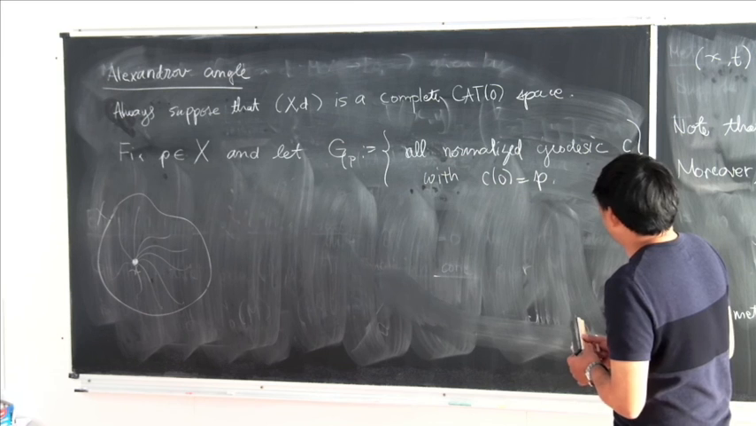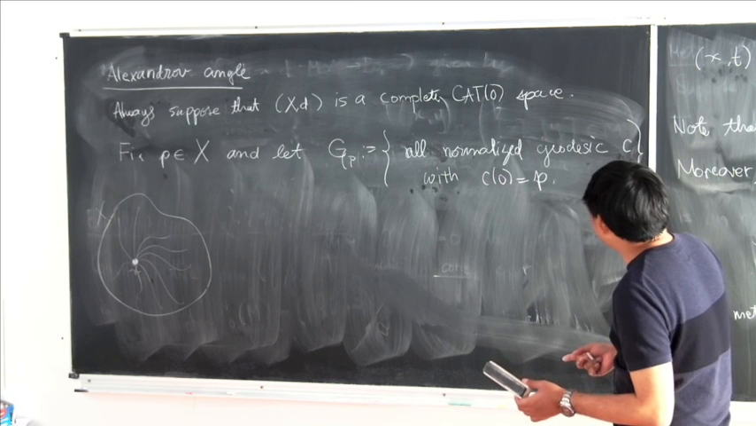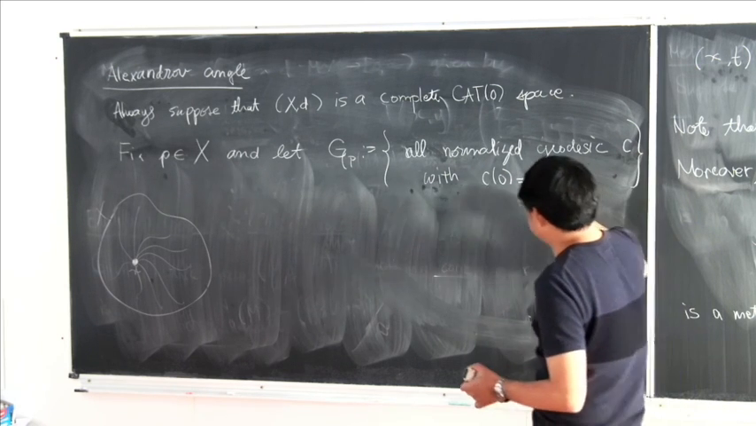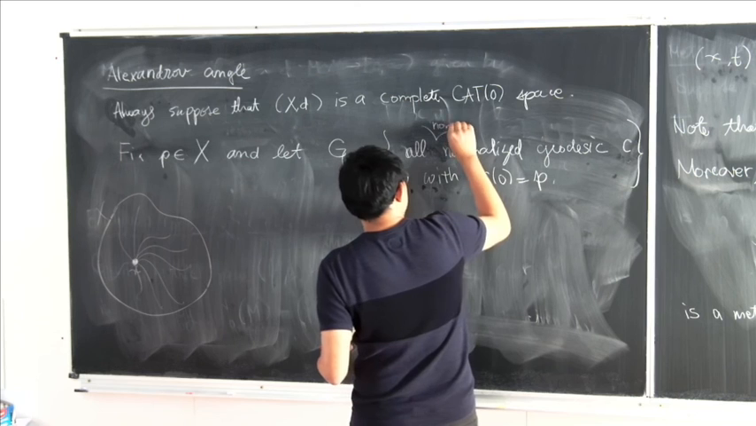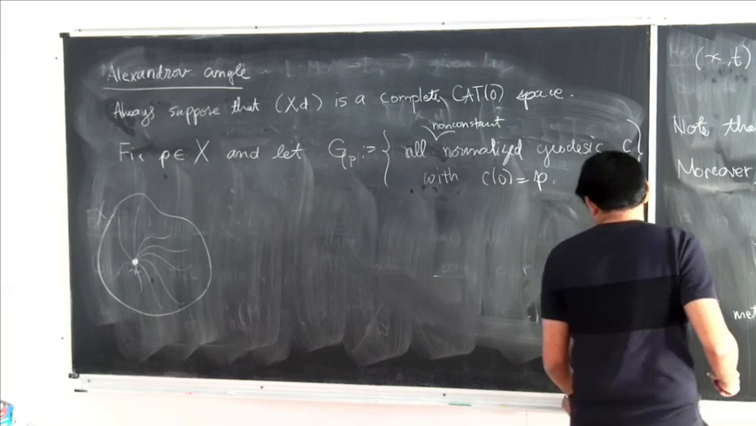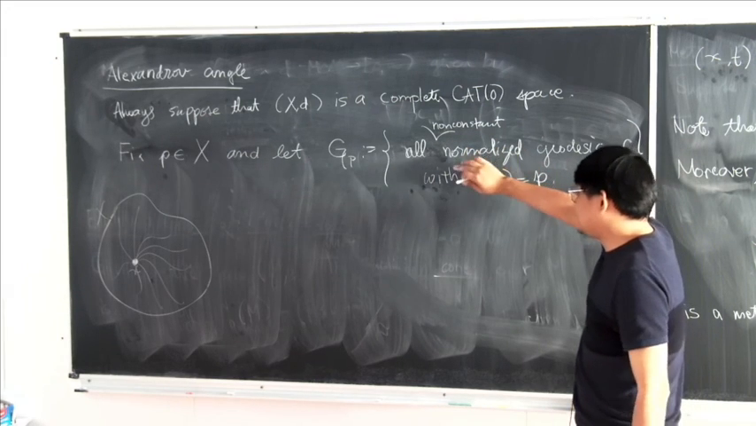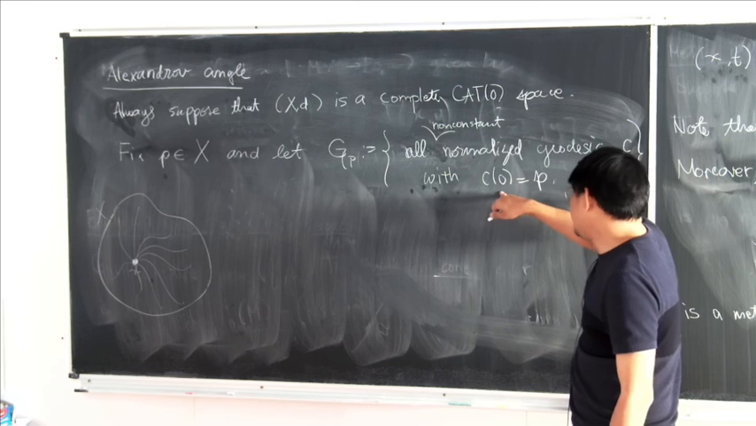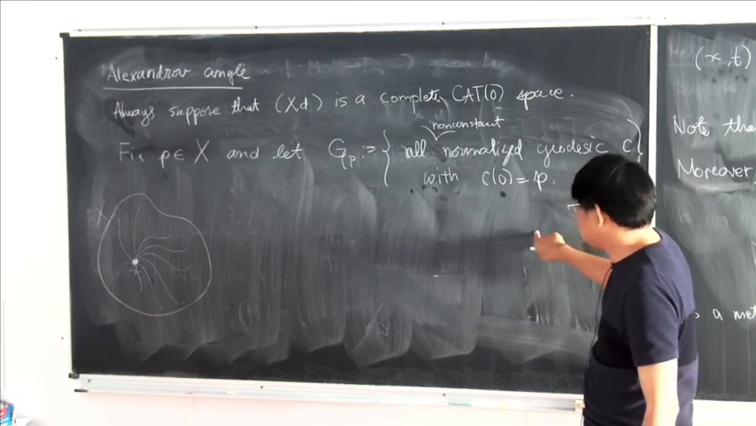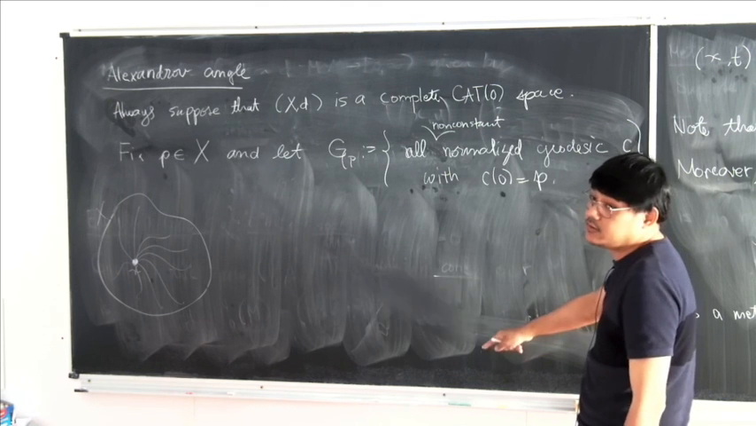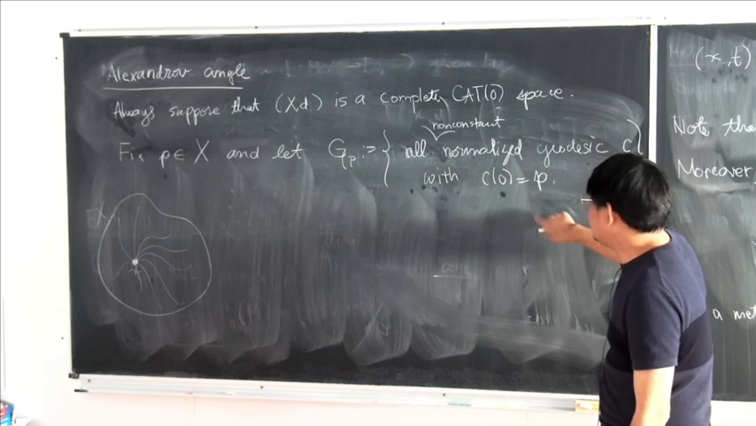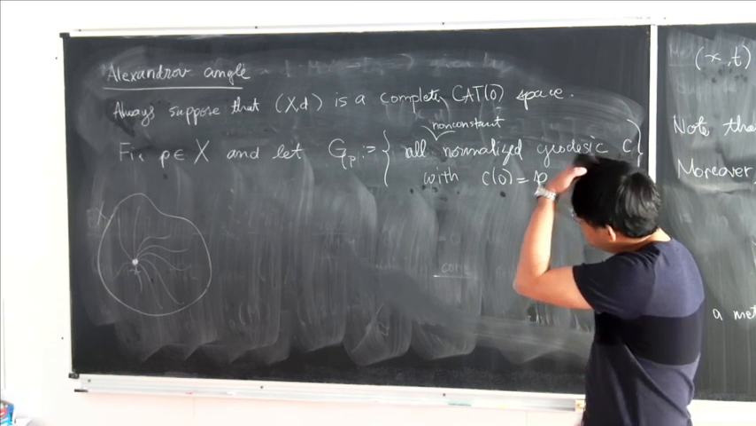I have to add one assumption that this geodesic is non-constant, so all non-constant normalized geodesics. So what does non-constant mean? Non-constant means the start point and the end point are different. Okay, we don't consider constant geodesics which do not go anywhere. We will only consider the case where the endpoint is different from P. Okay, so this is the set GP.